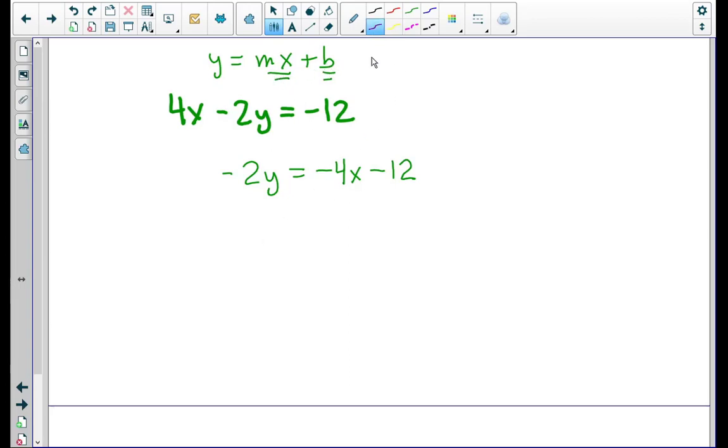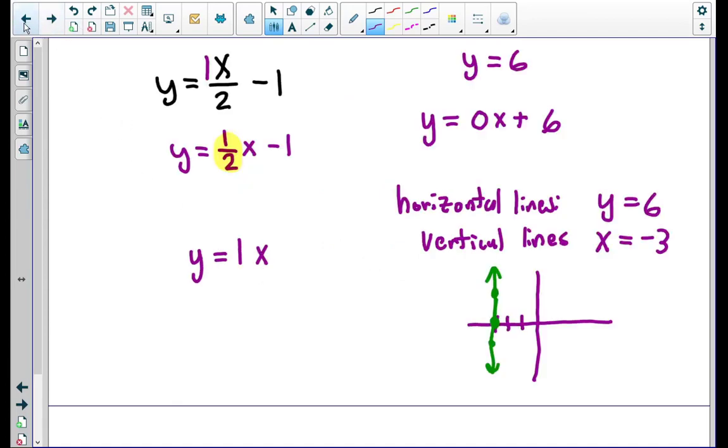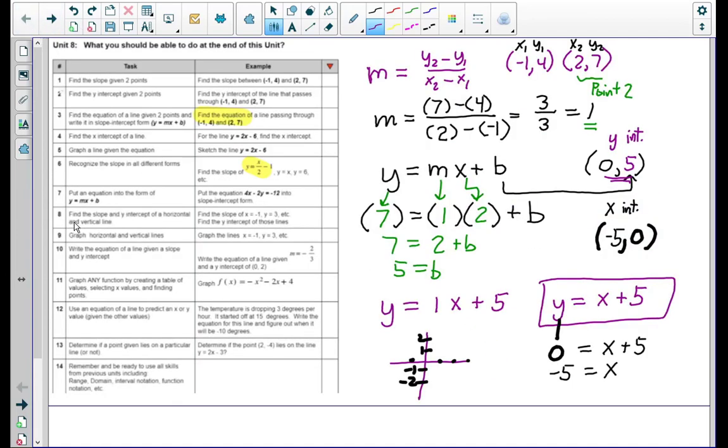The last thing I have to do, which is kind of difficult here, is y is being multiplied by negative 2, so I need to divide both sides by negative 2, and that means every term by negative 2. So finally, I get y, which is what I was trying to get, and negative 4 divided by negative 2 is 2x, and then plus 6. And that's now in the proper form. Okay, that was number 7.